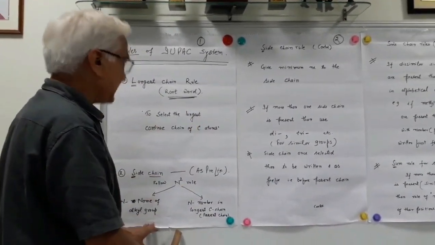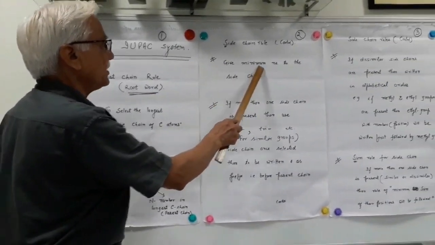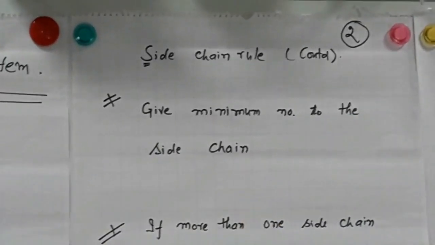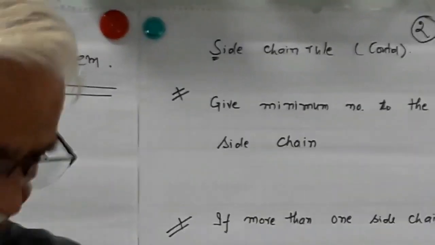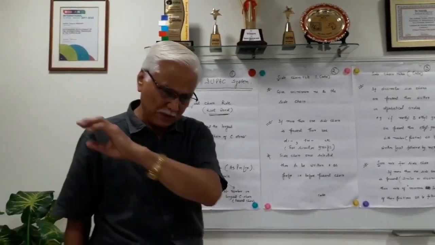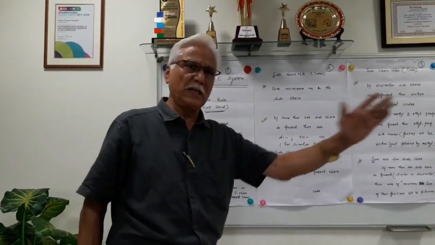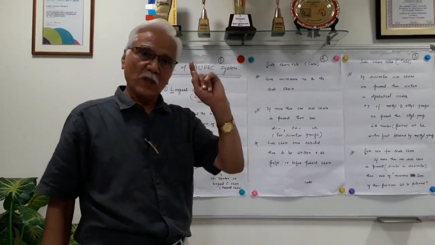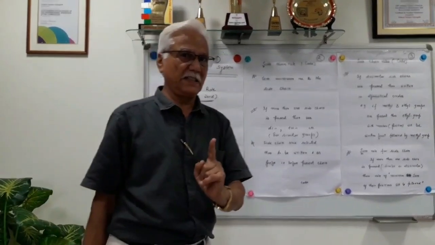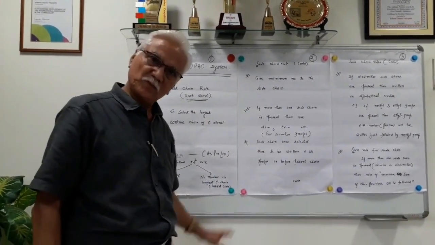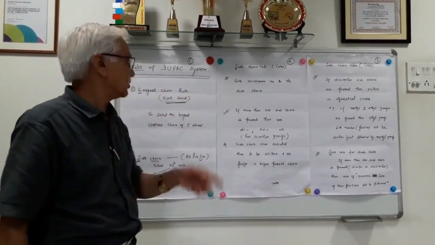Now in the side chain, another rule is that the side chain has to get the minimum number in the chain. We have to number the chain either from left to right or right to left in such a way. I'll take an example, then it will be clear that the side chain gets the minimum number. First I am just going quickly through the rules, and I'll repeat those rules.